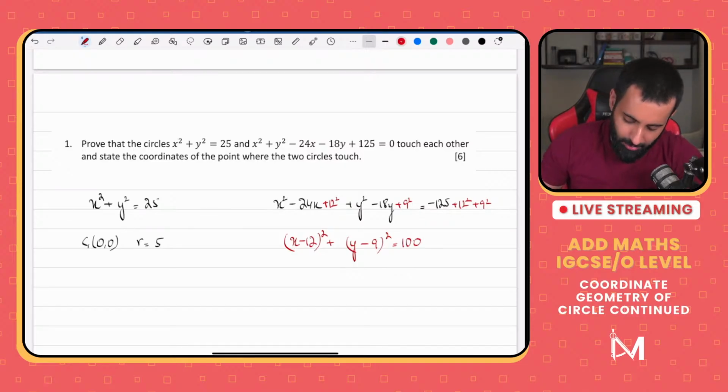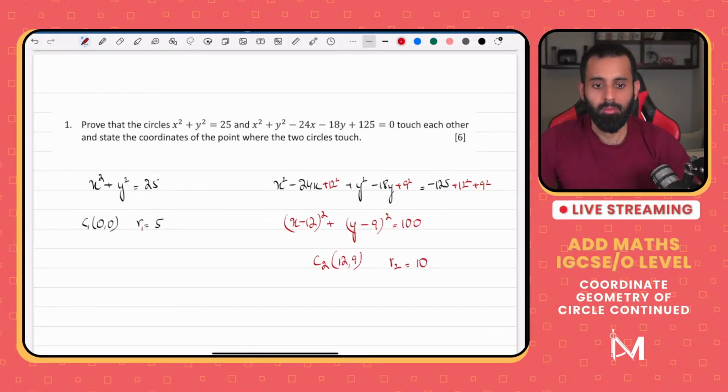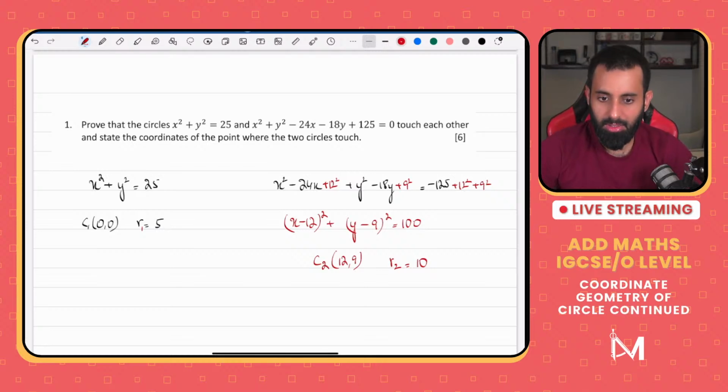Okay, so what are the coordinates of the center? The coordinates of the center of this circle, which I'm going to call C2, are 12, 9. Now what about the radius? Let's call this R2. The radius of the circle is 10 units. Okay, now how do we prove that these two circles touch? Here's how we do it.